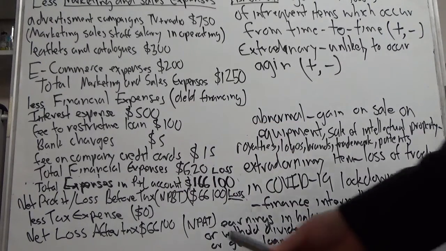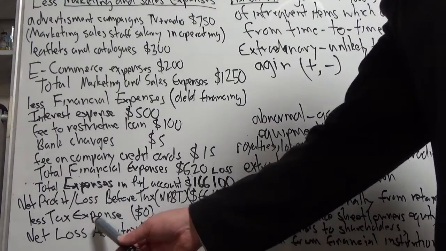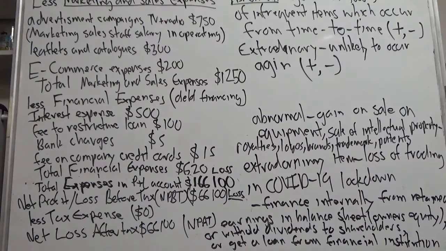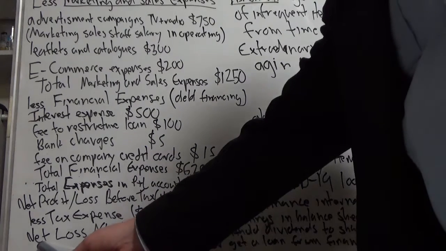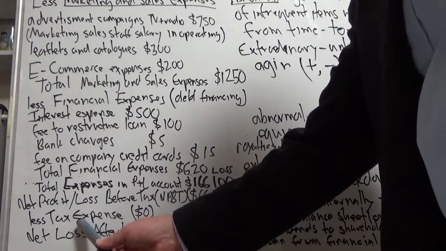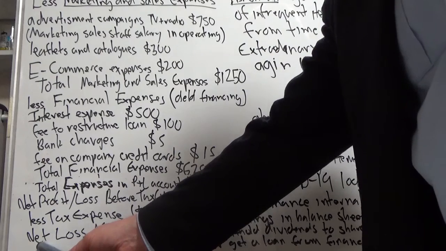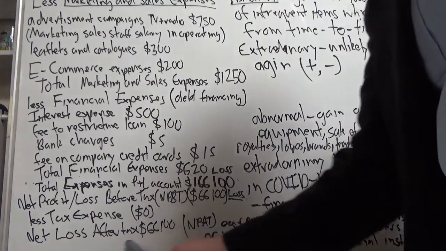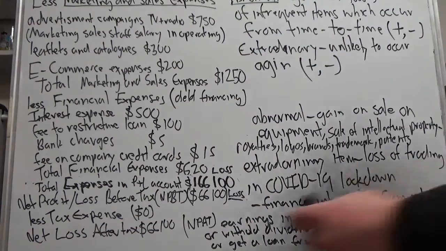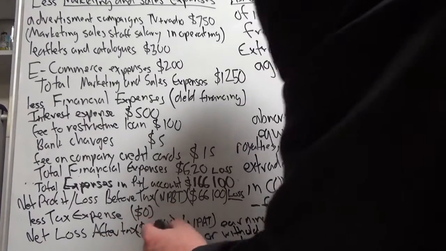So the Australian Taxation Office won't charge tax on a company that's sustained a loss in the year. That loss can be carried forward 5 years, and it can't be carried beyond 5 years. So in this case, because the tax expense is zero, remitted to the ATO, the net profit before tax is the same as the net loss after tax, and that's a negative figure, a loss.